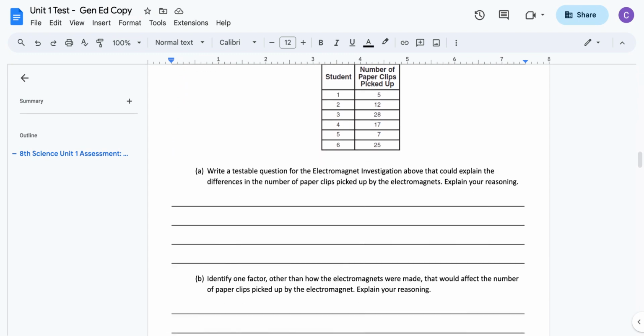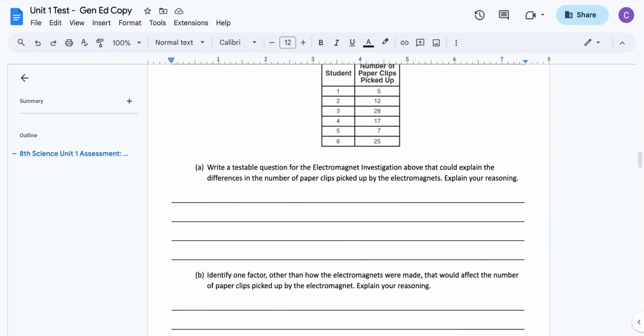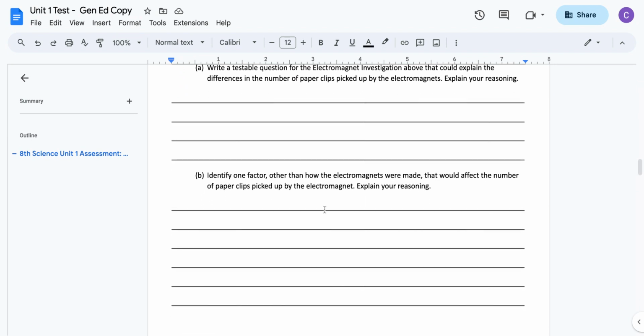A. Write a testable question for the electromagnet investigation above that could explain the differences in the number of paper clips picked up by the electromagnets. Explain your reasoning. B. Identify one factor other than how the electromagnets were made that would affect the number of paper clips picked up by the electromagnet.